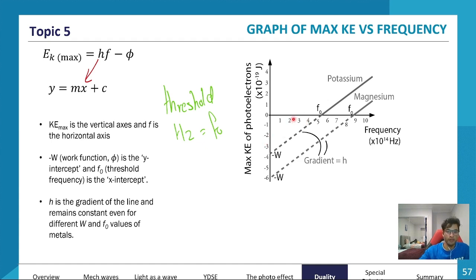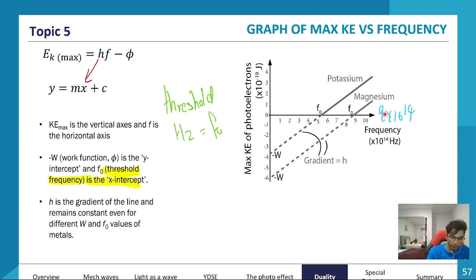But after your light has more than 5 times 10 to the 14 hertz, photoelectrons are actually going to be emitted. Because of this, the threshold frequency for potassium is 5 times 10 to the 14. So if you want to create a photocurrent, you're going to need light that has more frequency than this. And for magnesium, same thing, but instead of 5, the threshold frequency is 9 times 10 to the 14. So your light has to have more frequency than this to actually emit photoelectrons. What we say is that the x-intercept is the threshold frequency.